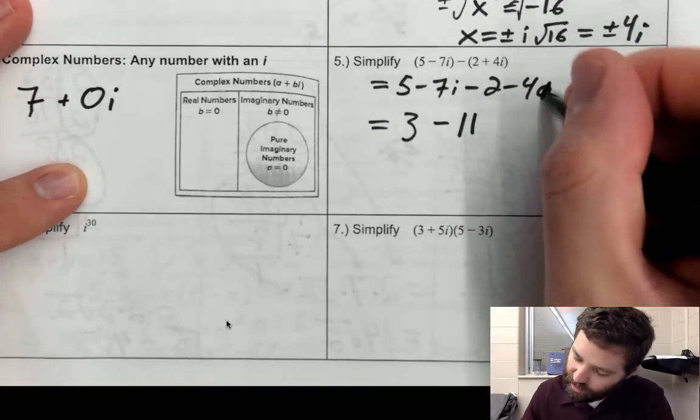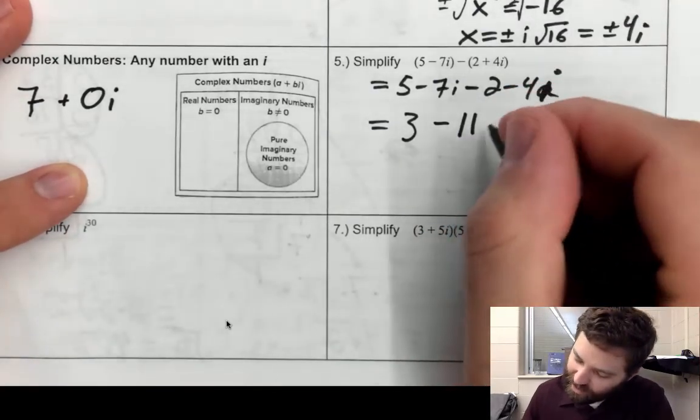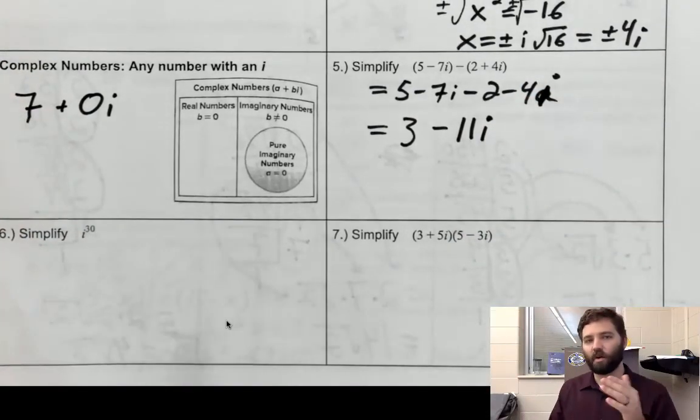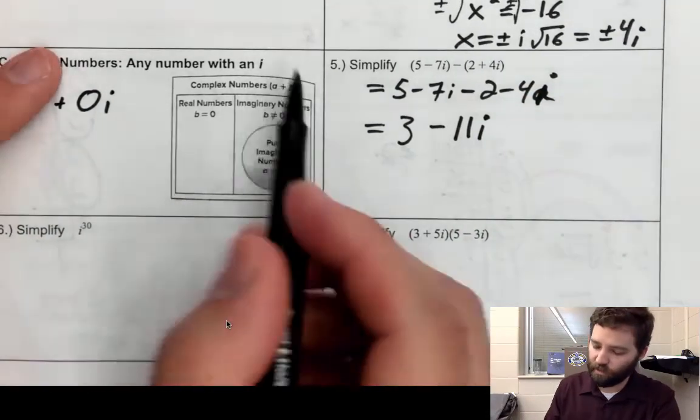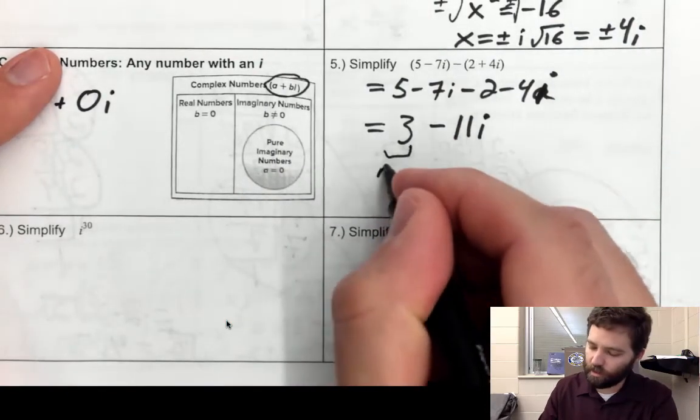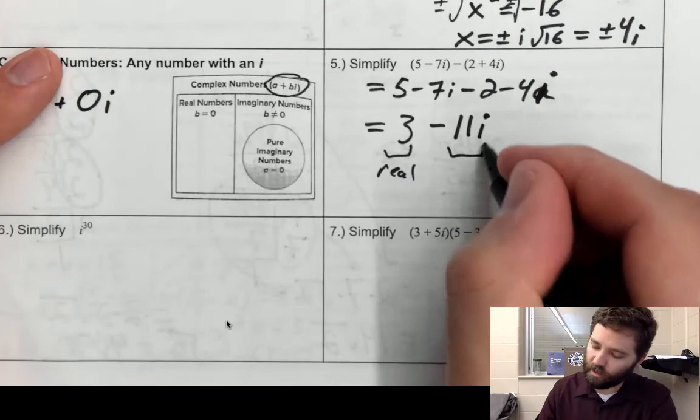I wrote an A, sorry, I don't know where that came from. Negative 11i. All right, and that's it. That's your final answer. And we always try to write our complex numbers in this form, a plus bi, where the real part comes first. So this is the real part, and this is the imaginary part.